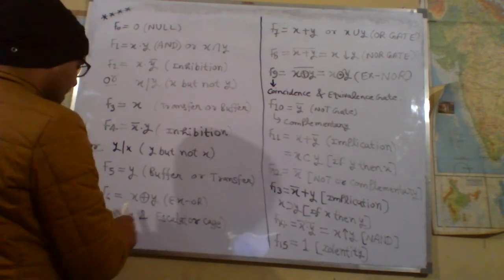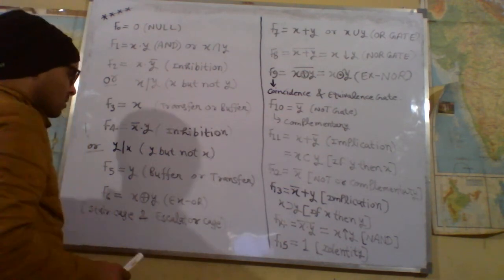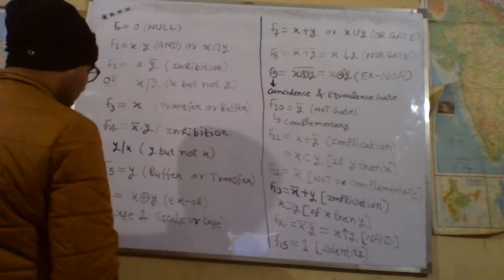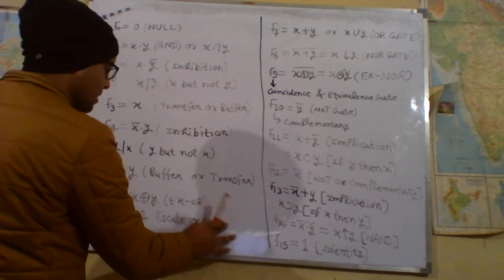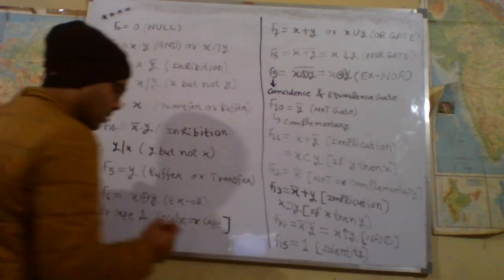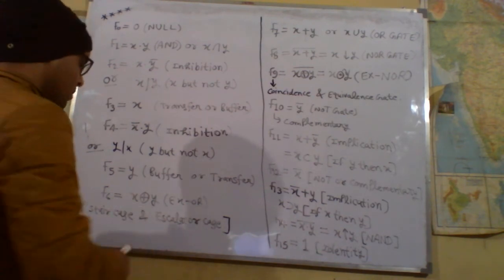Next is F6, that is X XOR Y, XOR gate or XOR logic, that will contain the staircase and escalator case. So in case of stairs, we use XOR logic, that is having output as 1 when both the inputs are different, and output as 0 when both the inputs are same.